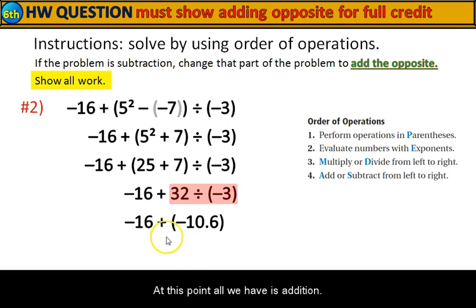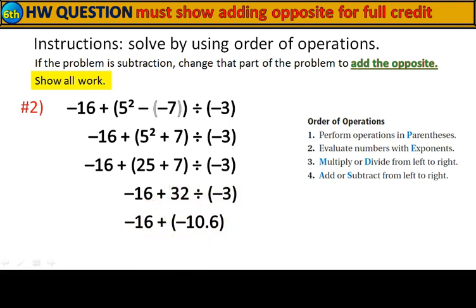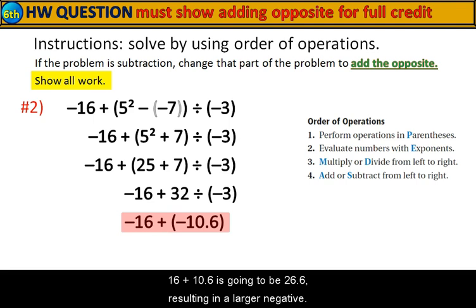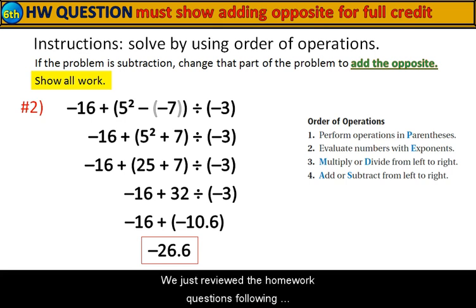At this point, all we have is just addition of 2 negative integers. Since the signs are the same, we just combine these and keep the same sign. 16 plus 10.6 is going to be 26.6, resulting in a larger negative. This will be the final result. Did you get this correct on your homework? Great! We just reviewed the homework questions following the order of operations.